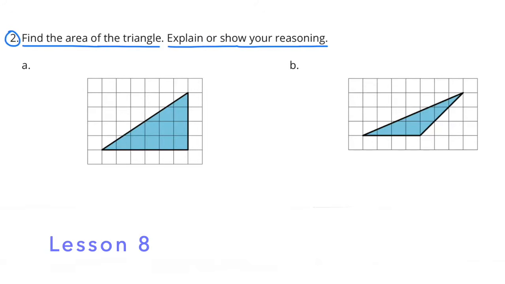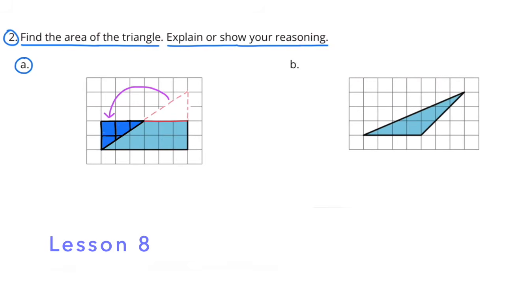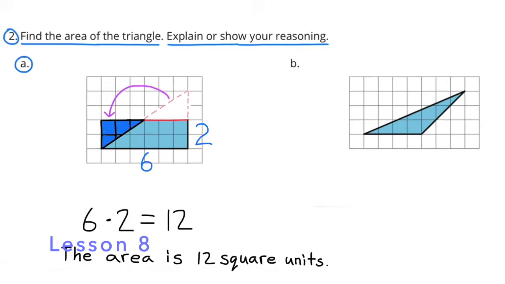Number 2. Find the area of the triangle. Explain or show your reasoning. A. I decided to decompose this triangle by removing a section and rearranging it so it becomes a rectangle. Now that I have a rectangle, I can easily see that the base is 6 and the height is 2. 6 times 2 is 12.